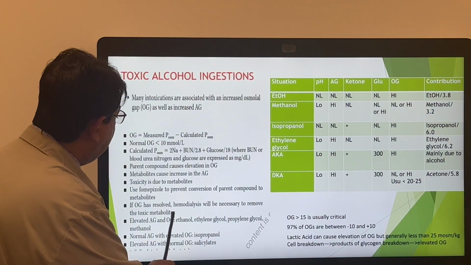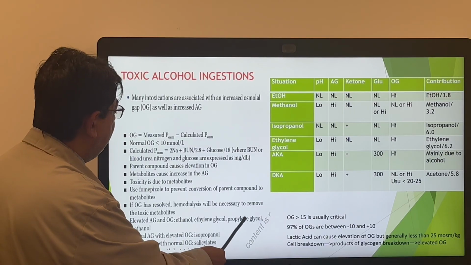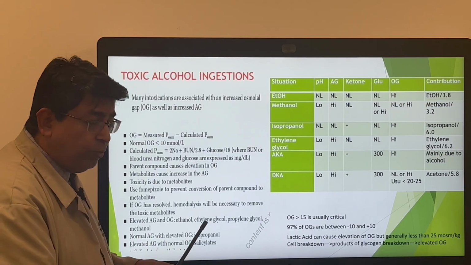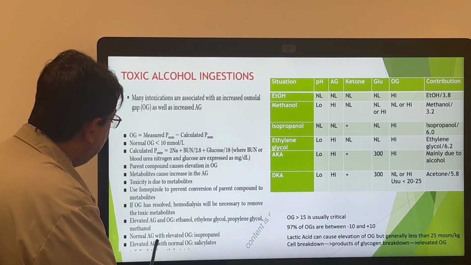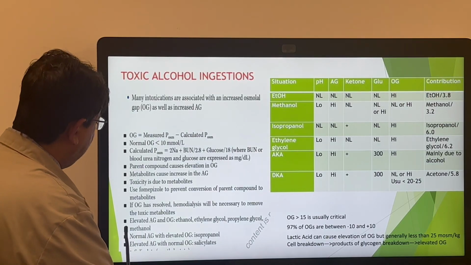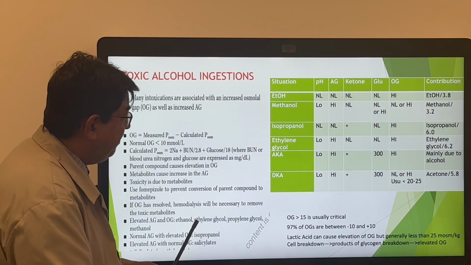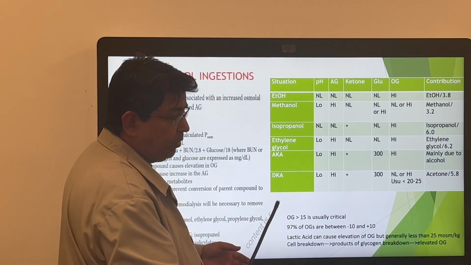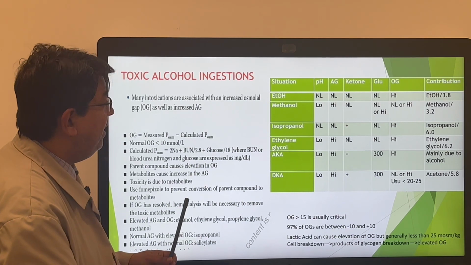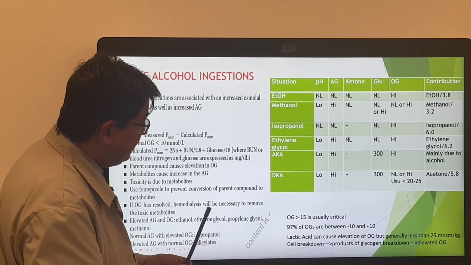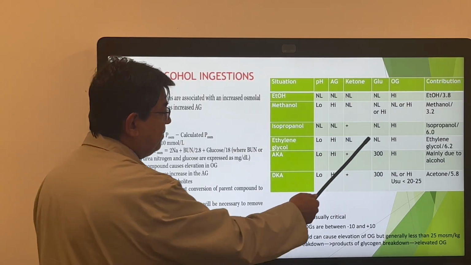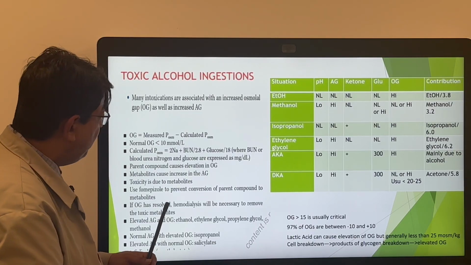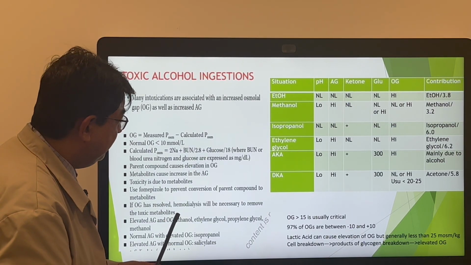So in methanol, ethanol, ethylene glycol, and propylene glycol, you'll have an elevated anion gap and osmolar gap. You do want to remember that in isopropanol, you'll have an elevated osmolar gap, but you'll have a normal anion gap. The other thing to remember is that in isopropanol, you'll have ketones, and your pH will be normal. So in isopropanol, you have ketosis without acidosis, and you'll have osmolar gap without an anion gap. So those are the critical points to remember from this slide. Next slide.